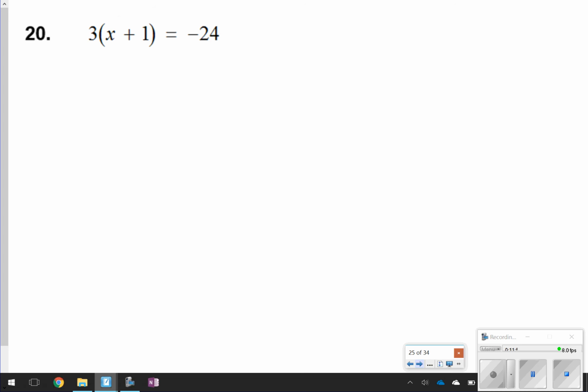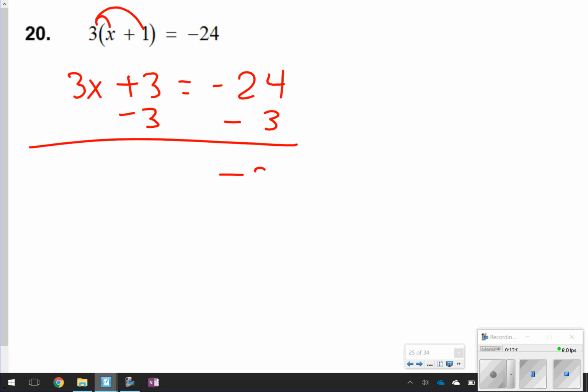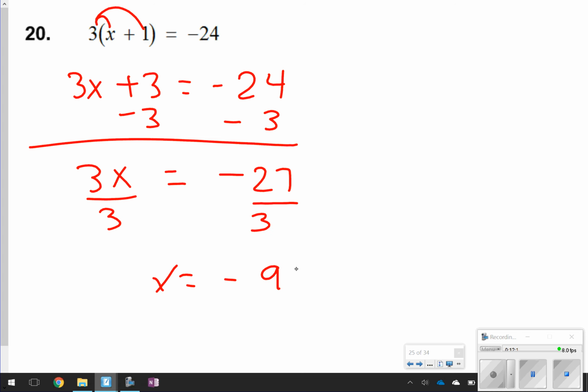Number 20, distribute first. 3 times x, 3 times 1, so that'd be 3x plus 3 is equal to -24. Subtract first. That's going to be -27 is equal to 3x, and then divide. X is equal to -9.